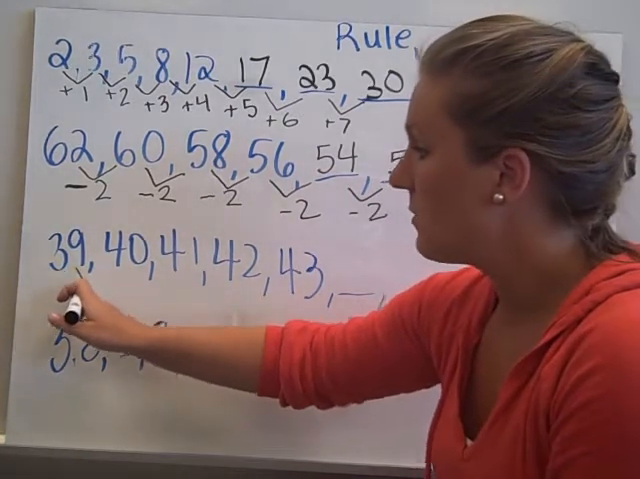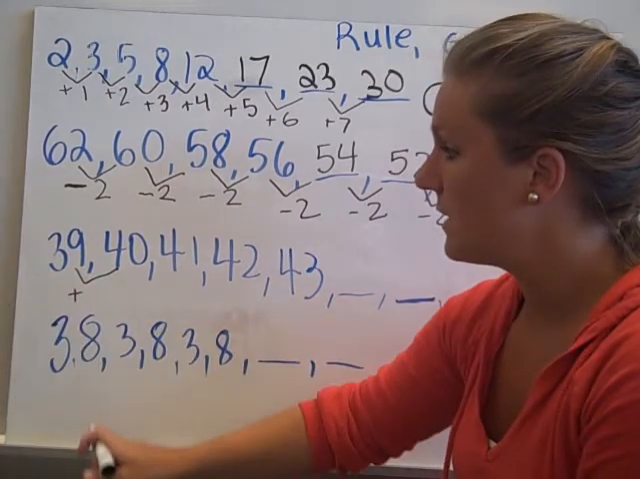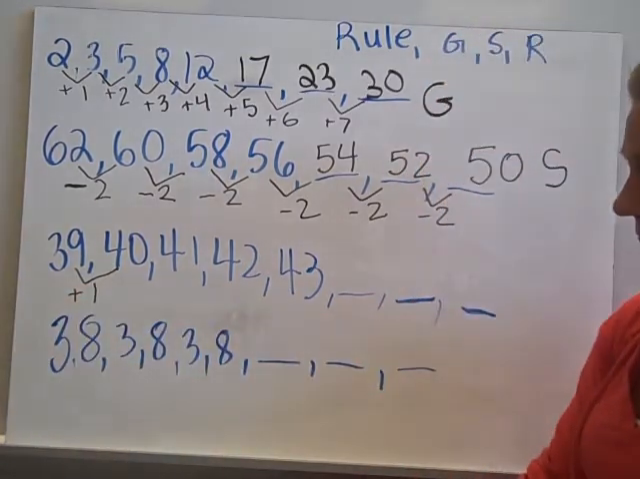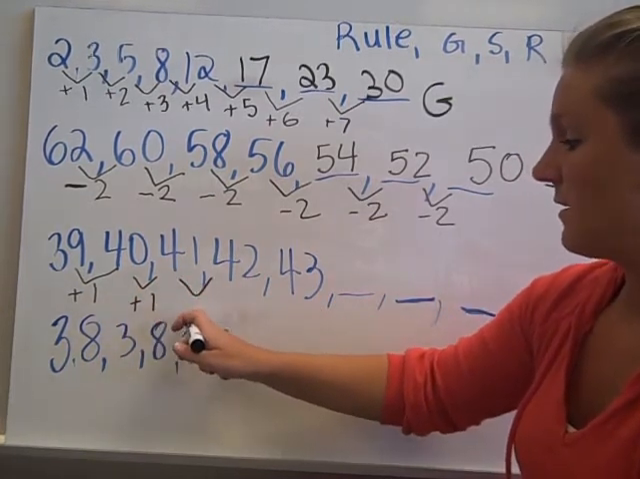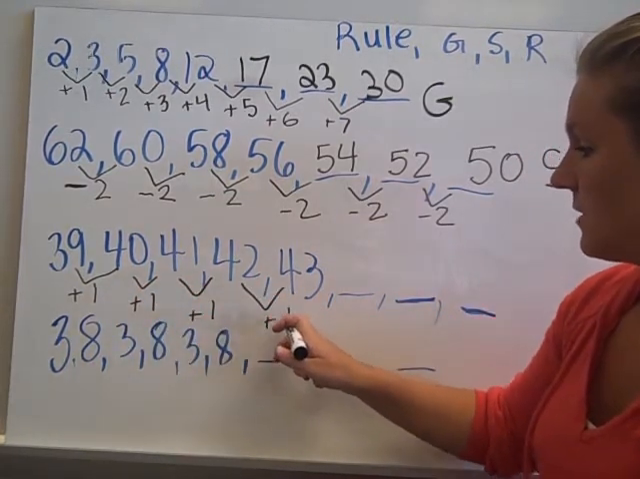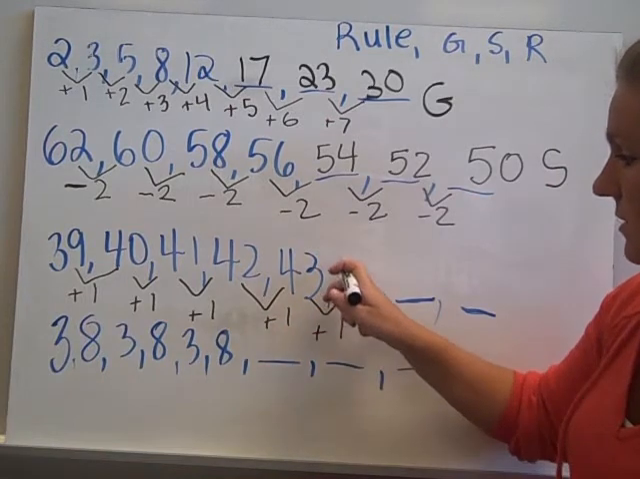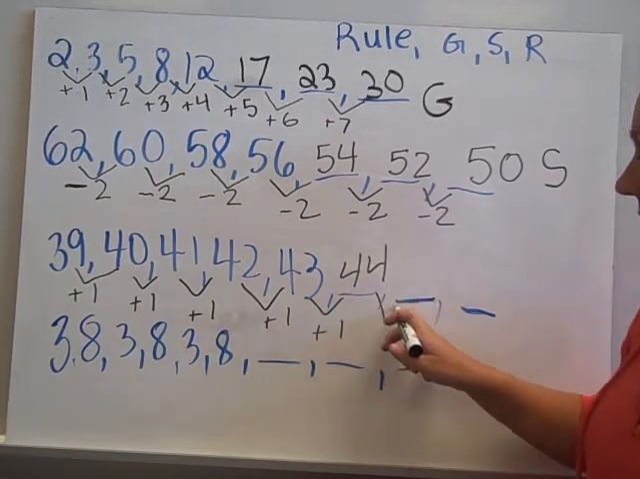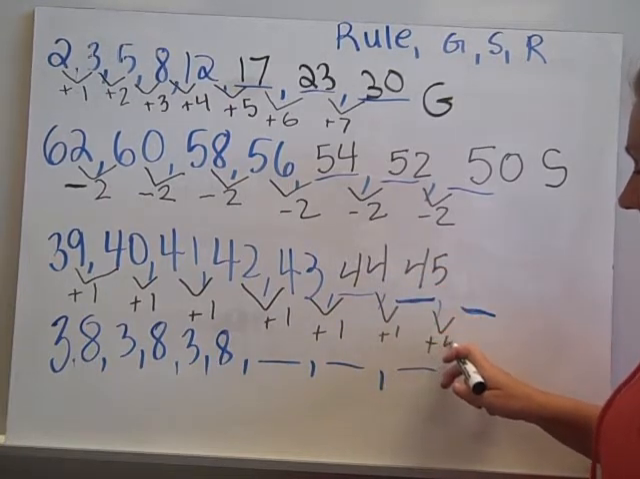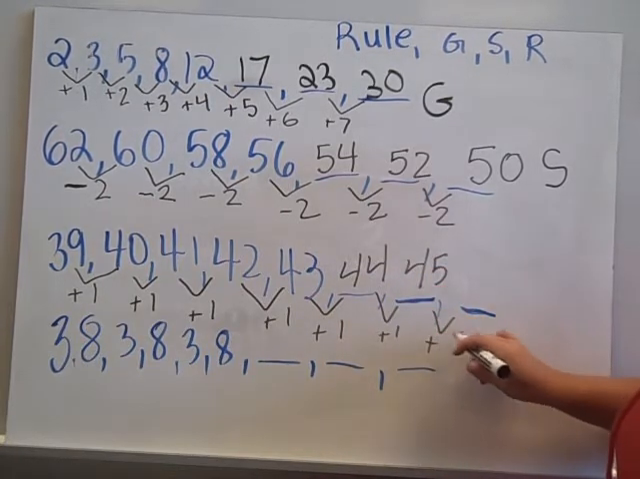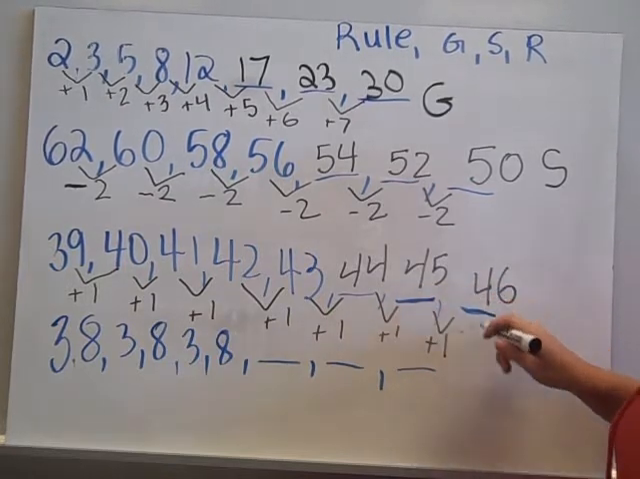Okay, next one, from 39 to 40, I'm going to increase or go up by 1. 40 to 41, same thing. Okay, notice each of these numbers is just increasing by 1, so this will be 44, 45, and 46 plus 1 is 46.